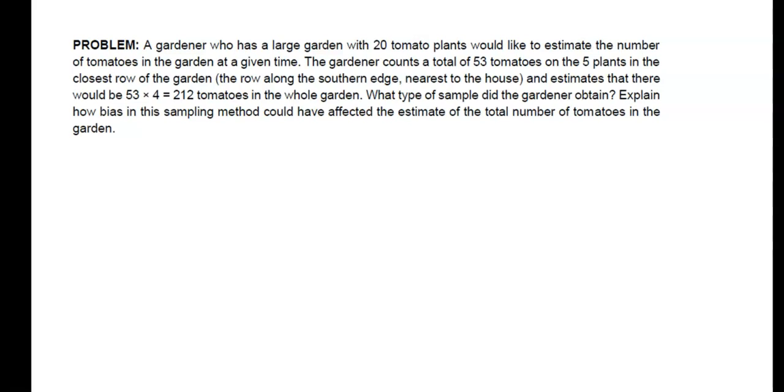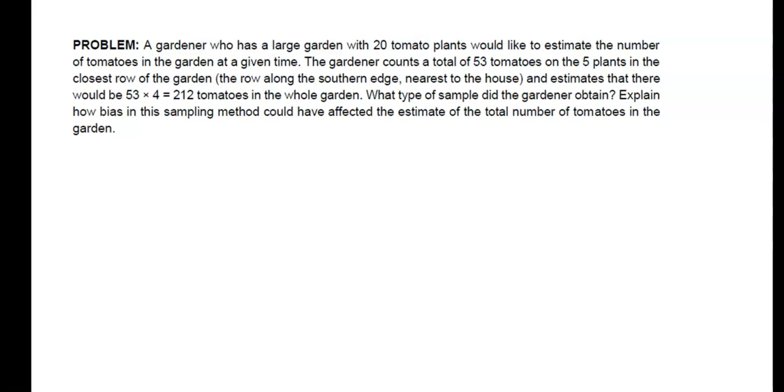Let's look at a couple examples. A gardener has a large garden with 20 plants and would like to estimate the number of tomatoes in the garden at a given time. The gardener counts a total of 53 tomatoes on the 5 plants in the closest row of the garden, the row along the southern edge nearest to the house, and estimates that there would be 53 times 4, so 212 tomatoes in the whole garden. What type of sample did the gardener take? Explain how bias in the sampling could affect the estimate of the total number of tomatoes in the garden.